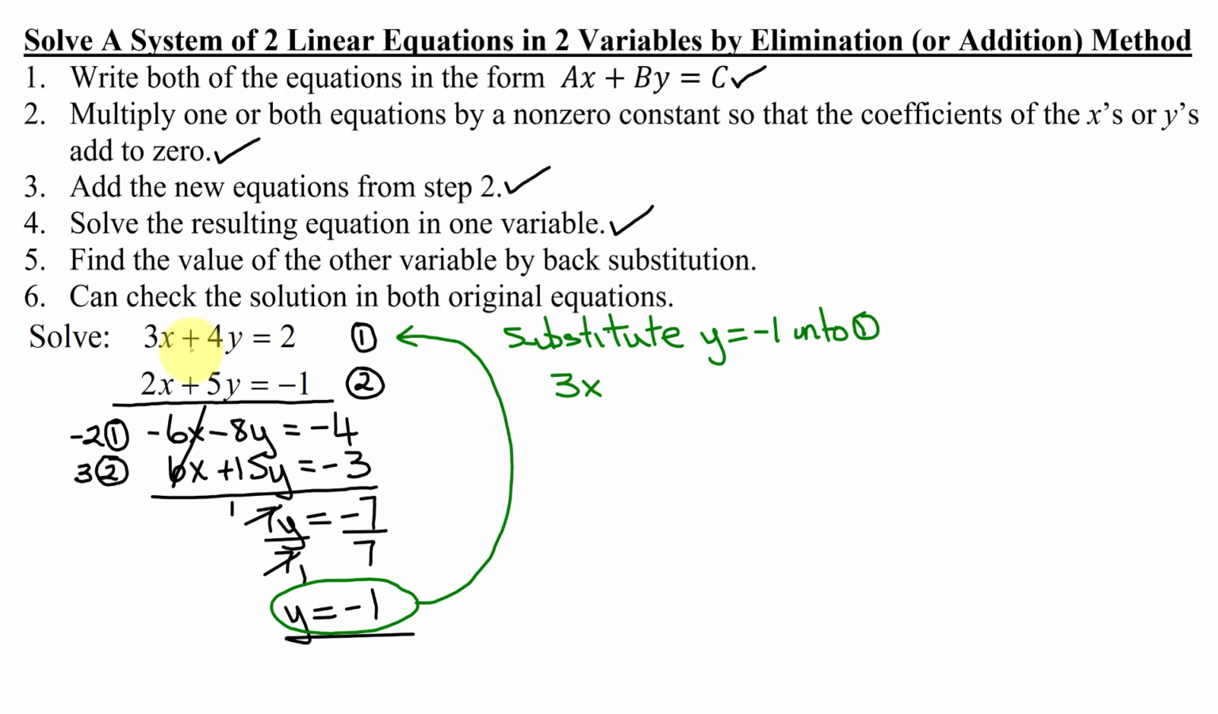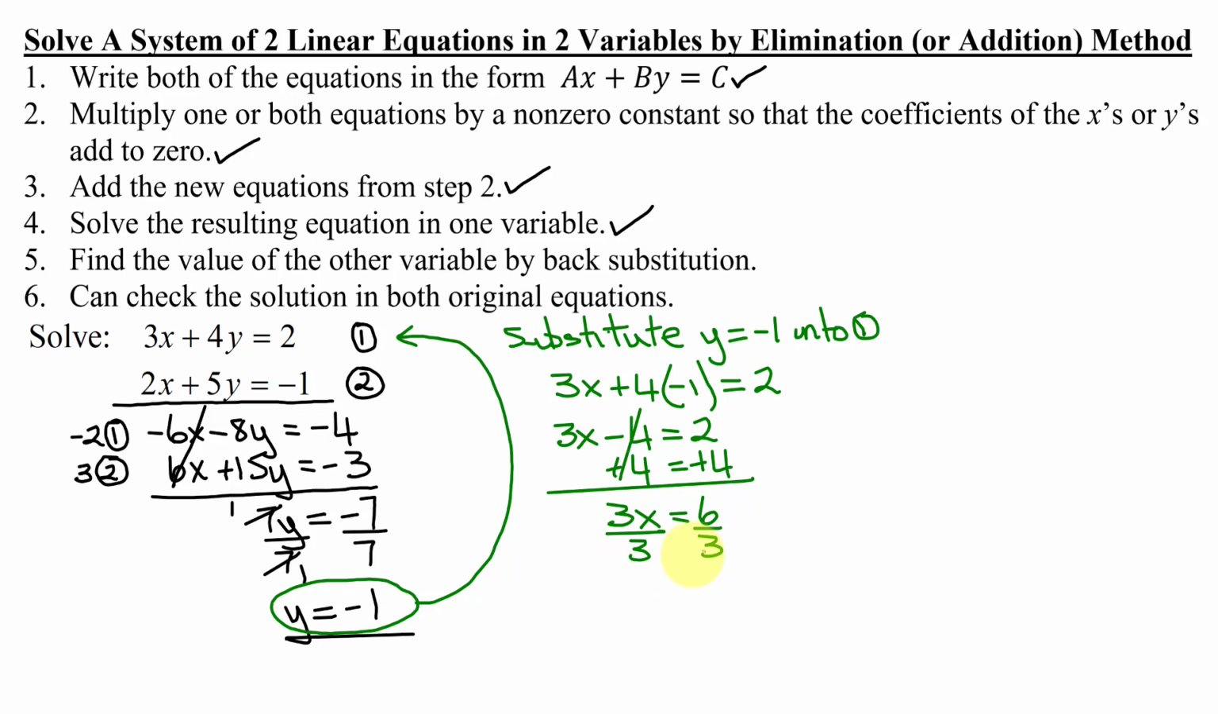I'm going to get 3x plus 4 times y, y is negative 1, so it's 4 times negative 1 equals positive 2. And this gives me 3x. 4 times negative 1 is negative 4, so I get 3x minus 4 equals positive 2. Solving for x, I'm going to add 4 to both sides. And I get 3x, negative 4 plus 4 is 0, equals 2 plus 4 is 6. Divide both sides by 3. And I get x equals 6 divided by 3 is 2.